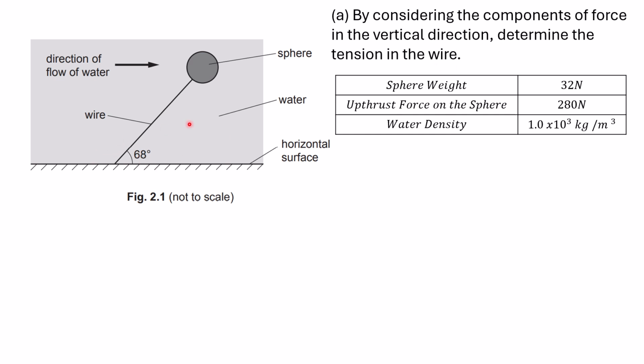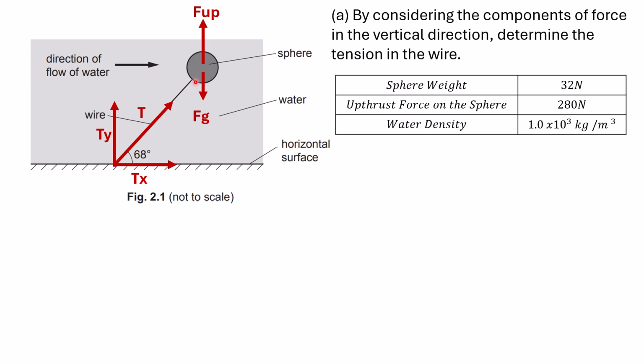Okay, so let's look at all the forces, pretty much a free body diagram. Let me start with the weight of the sphere downwards, which is 32 newtons. And then we have the upthrust force on the sphere. The name says up, so it means up. That's the upthrust force. And then we have this wire right here. So we have a tension this way, and you have the components Tx and Ty.